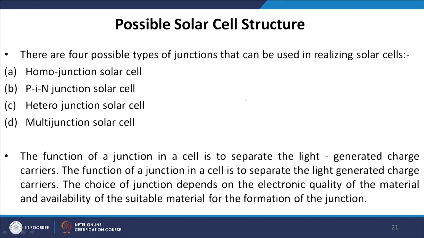Now all of these methods lead to the formation of a thin film on the substrate. The next job is to make a solar cell out of that. Today we will learn about different kinds of thin film solar cells. There are 4 possible types of junctions that can be used in realizing a solar cell. It can be a homojunction solar cell, a PIN junction solar cell, a heterojunction solar cell, or a multi-junction solar cell.